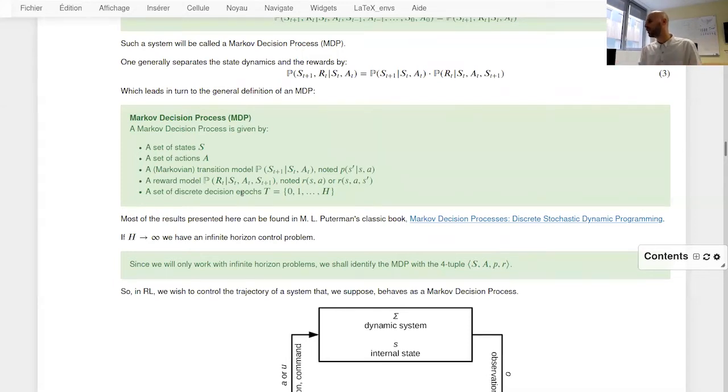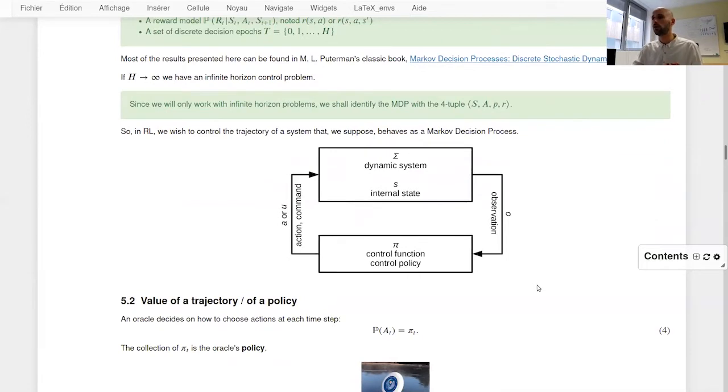Most of the results I will present here in the context of this notebook can be found in Puterman's classic book, Markov Decision Processes: Discrete Stochastic Dynamic Programming, which I strongly recommend as a textbook for Markov decision processes in general. If the horizon H, the upper bound on the set of discrete decision epochs, tends to infinity, then we are in the presence of an infinite horizon control problem. And since in this class and in most of the RLVS classes, we will work with infinite horizon problems, we shall identify the MDP with only the four-tuple S, A, P, R, and we'll forget about the set of discrete decision epochs. So in the end, in RL, we wish to control a trajectory, the trajectory of a system that we suppose behaves as a Markov decision process.